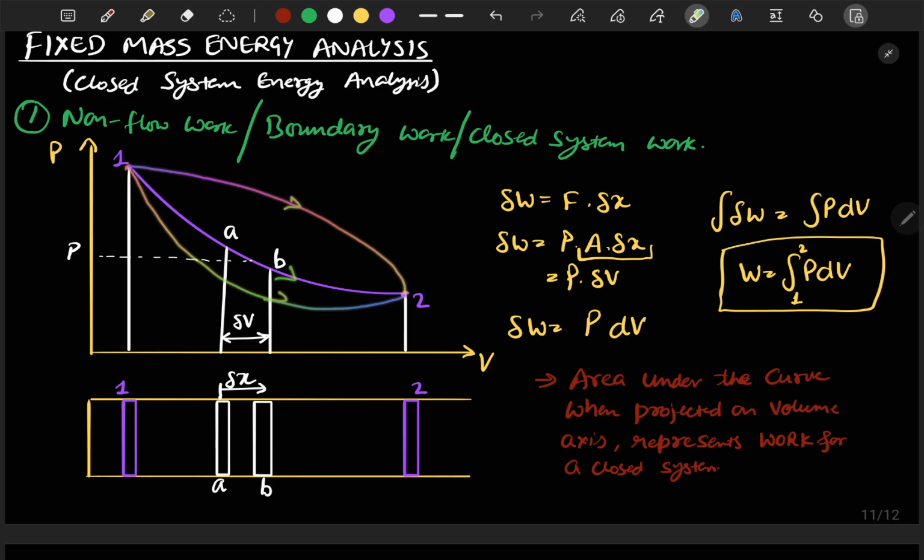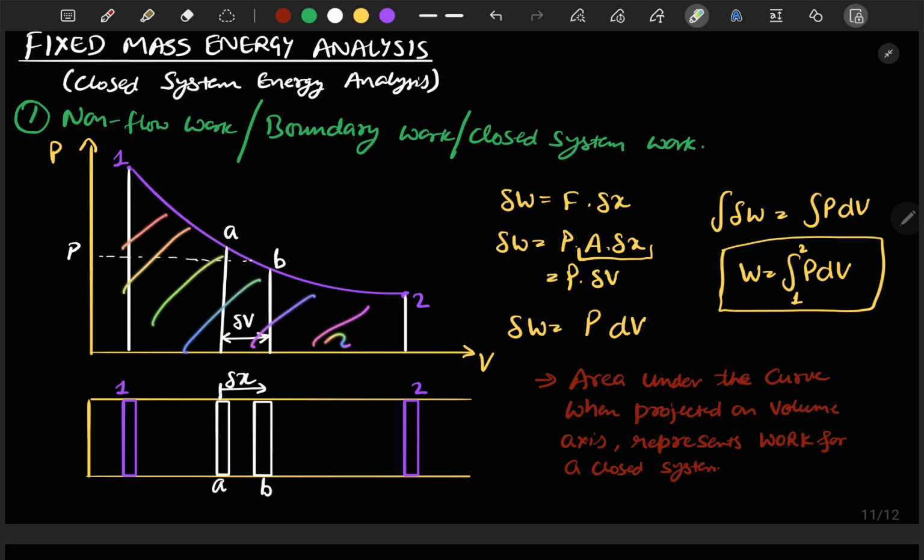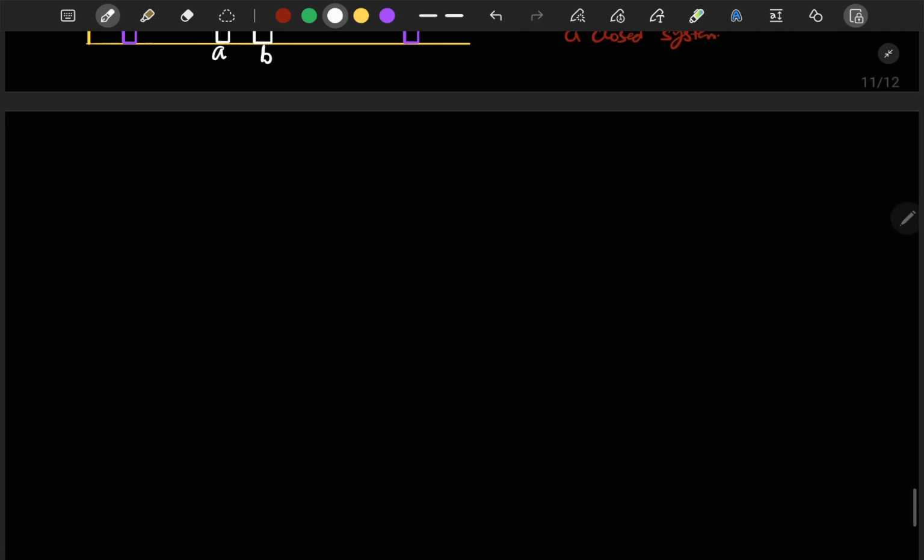So while going along a different path, the area under the curve will be different, hence we will obtain different work done values. So work done is a path function, as we have discussed in earlier lectures. Next we will look into PDV work.